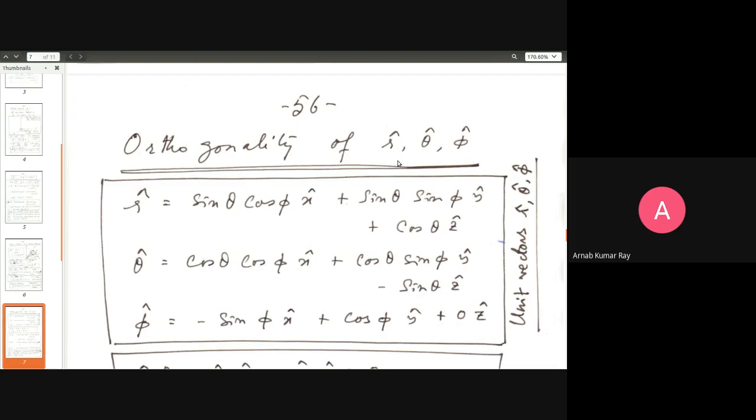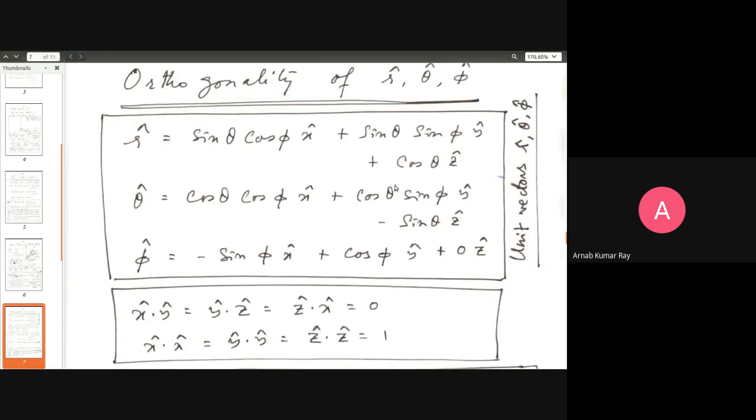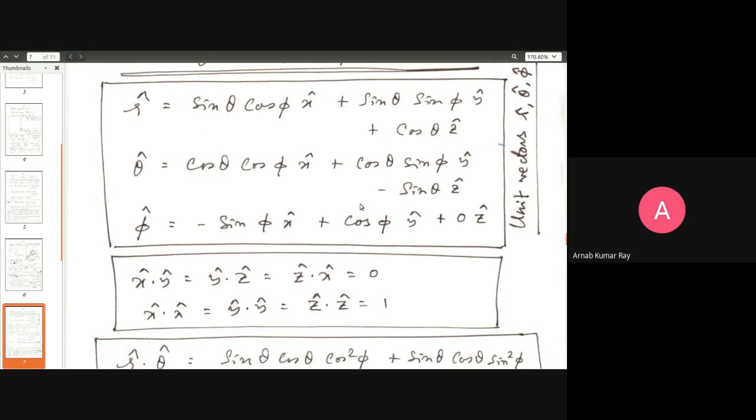In order to do so, we shall first have to write this thing, r cap, theta cap, phi cap, the three formulae we have over here. Next, we'll apply our familiar knowledge of the Cartesian unit vectors: x cap dot x cap, y cap dot y cap, and z cap dot z cap is equal to 1. x dot y, y dot z, and z dot x are equal to 0.